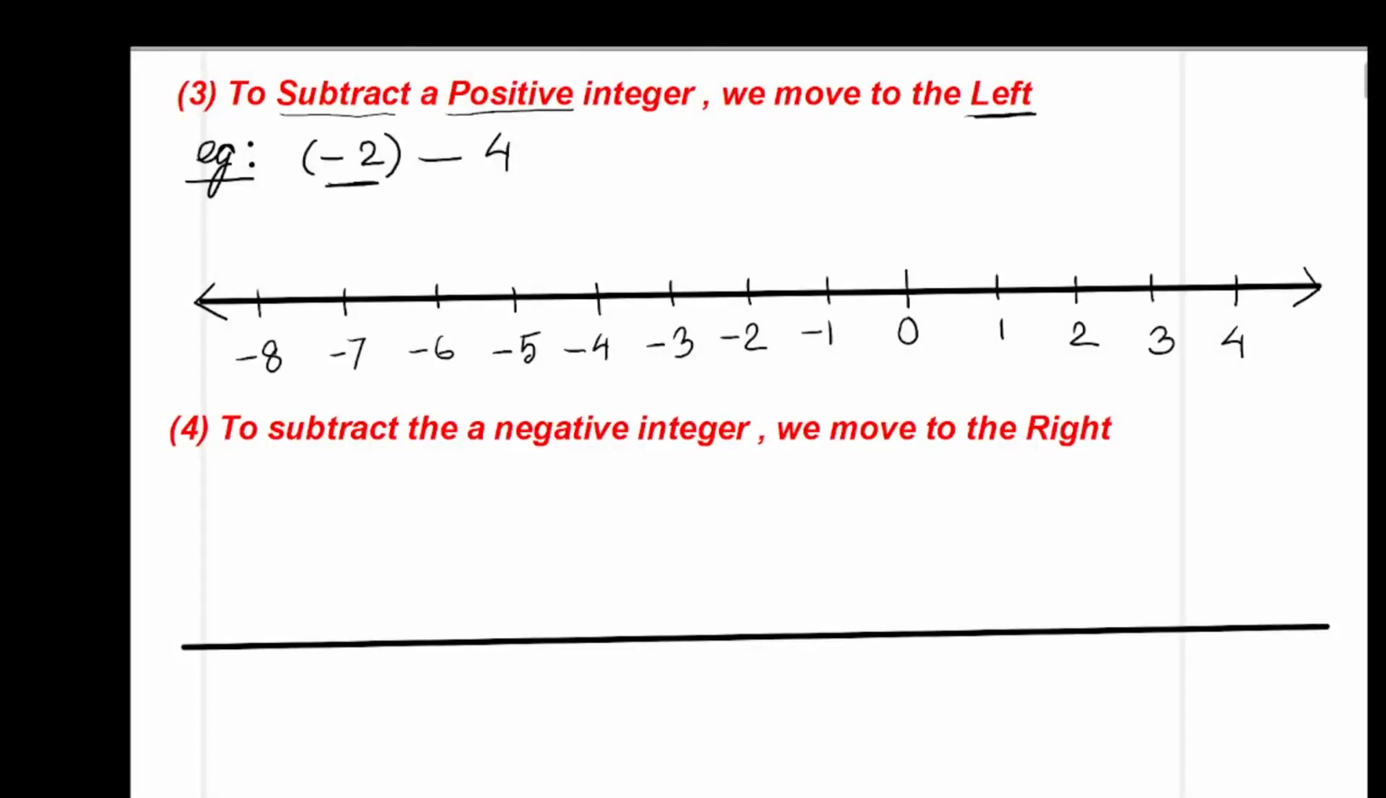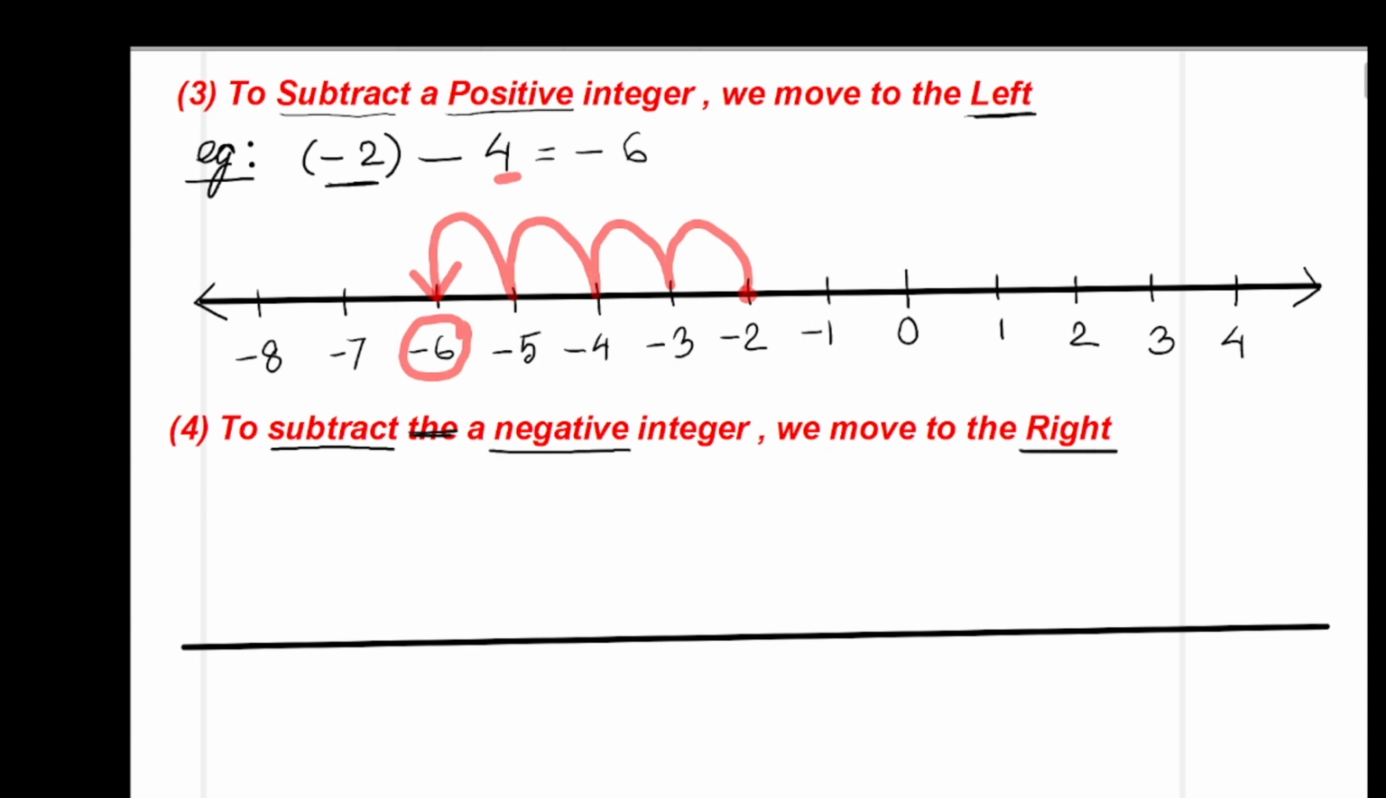So where is our position? Our position is at -2. This is our position. So we have to move towards left. How many steps? 4. 1, 2, 3, 4. So we have reached -6. So our answer will be -6.